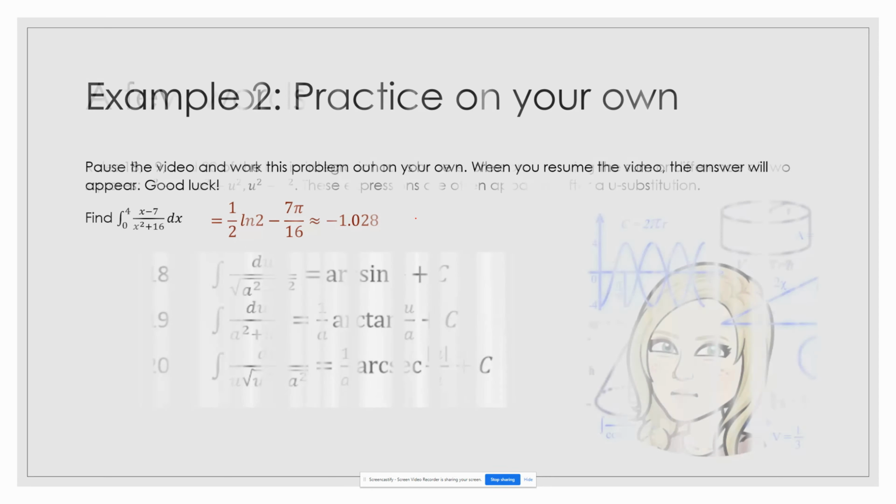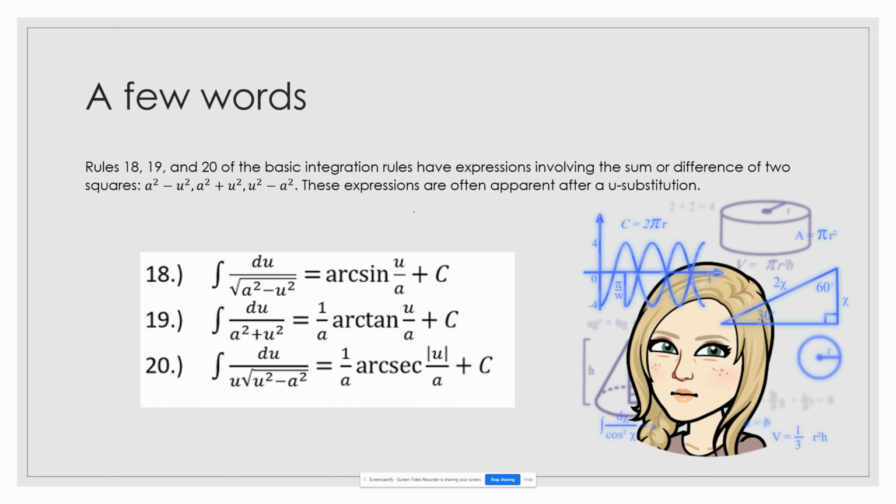All right, let's talk about a few things. So rules 18, 19, and 20 of the basic integration rules have expressions involving sums or differences of two squares. We talk about sum and difference of squares all the time. And so if you see anything like that, where you have a constant that's a perfect square, and then you have an expression that's squared, whether it's x or a different variable or even a binomial, these expressions are often apparent after using U substitution. So anytime you see one of these, think that possibly you're going to be using rules 18, 19, or 20, which is the arcsine, arctangent, or arcsecant rule.